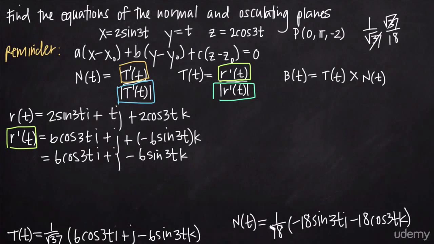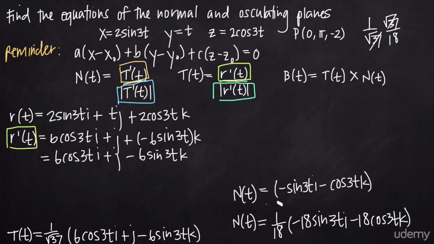Now we have an expression of our unit normal vector, but we need to simplify it further because notice that we have a negative 18 that we can factor out of this vector. We want to go ahead and actually leave the negative sign on the inside because sometimes that can mess with our coefficients, but we can pull out at least the 18. And when we do that, we'll get capital N of t is equal to, pulling out the 18, we'll get 18 over 18 in front, which will just be 1. So we'll just be left with negative sine of 3t i minus cosine of 3t times k, like this.